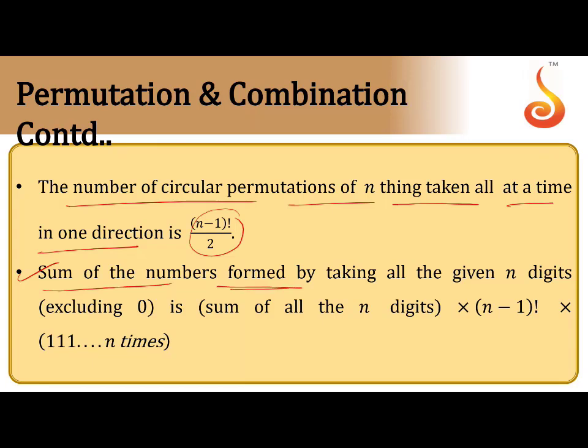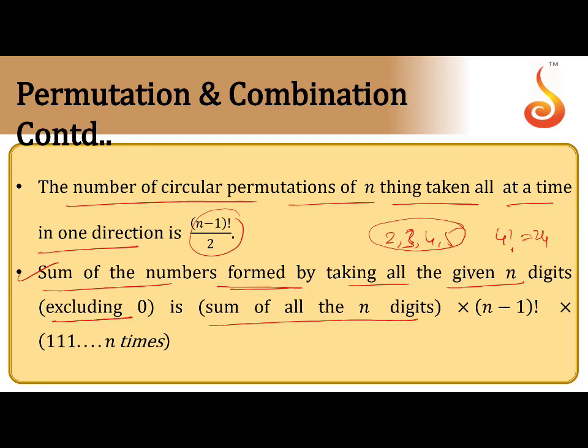Sum of numbers formed by taking all the given n digits excluding 0. Suppose there are the numbers 2, 3, 4, 5, for example. I want to take the sum of all possible numbers using these digits. That means you will get 4-digit numbers. Using all the digits gives 4 factorial, which is 24. We will get 24 numbers. What is the sum of those 24 numbers? Taking it directly is very tough. In that case there is a formula defined.